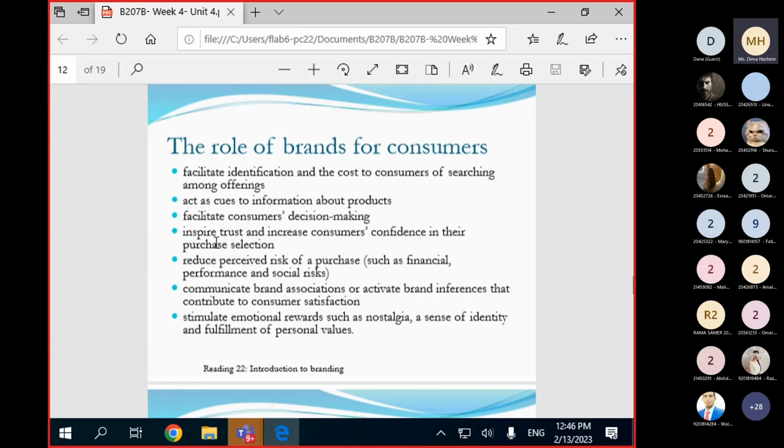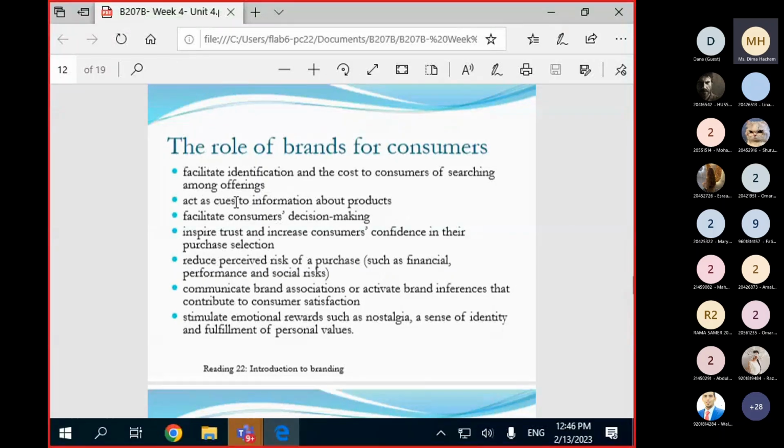Now, what's the role of brands for consumers? Similarly, for consumers, it helps us identify and make our search for products easier. Because the first thing we do is read the brand name. When you are looking for a TV, for a car, for a piece of clothing, for shoes, the first thing you identify is which brand is that. Is it a Nike or Adidas or Puma or whatever? Okay, so you identify it.